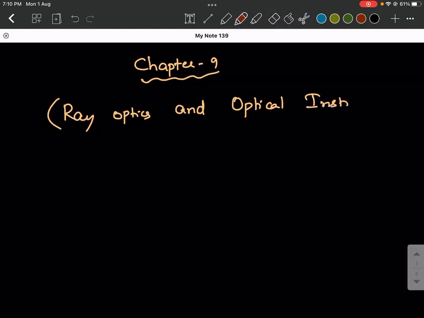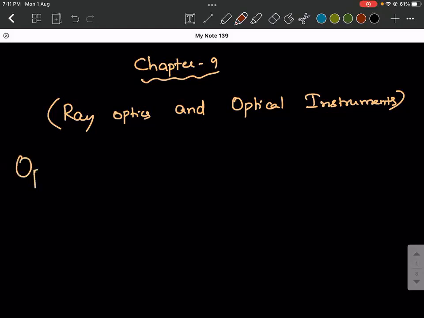Ray optics and optical instruments. So later remind me, okay, like how I did with that eddy currents. I'll teach on one Wednesday or something. So now we'll start with a fresh topic, that is ray optics and optical instruments, right?